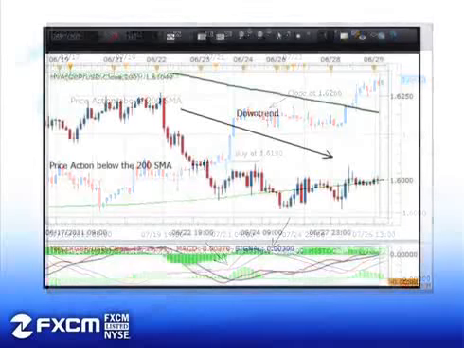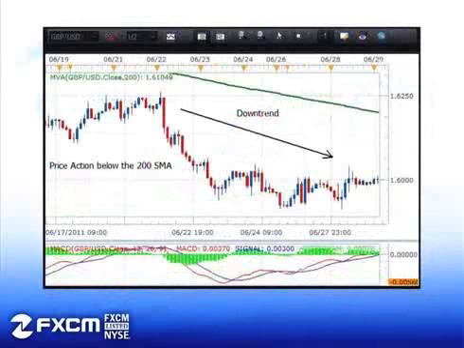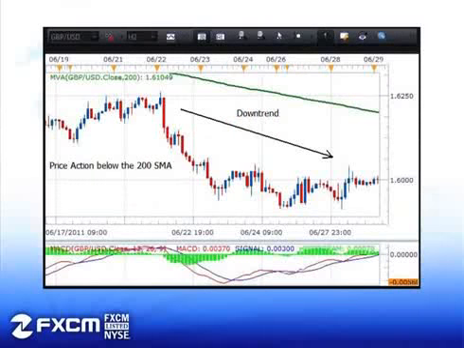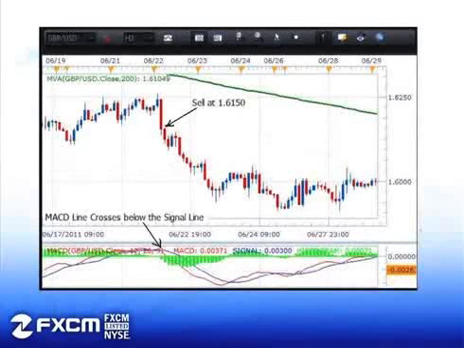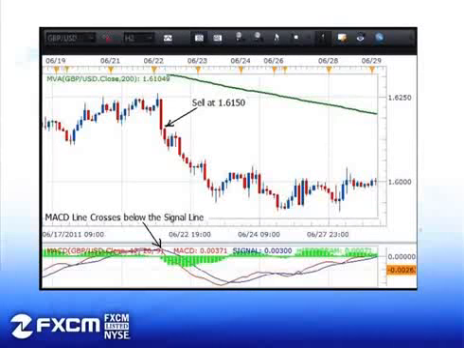Here's another in a downtrend. So we know it's a downtrend. Number one, we can see it's moving from left to right. The slope of our line that we would draw there is to the downside. Price action is below the 200 period moving average. And the MACD line crosses over the signal line right there to the downside, so we would enter at that point right there, which happened to be 1.6150. My stop would have been up here.